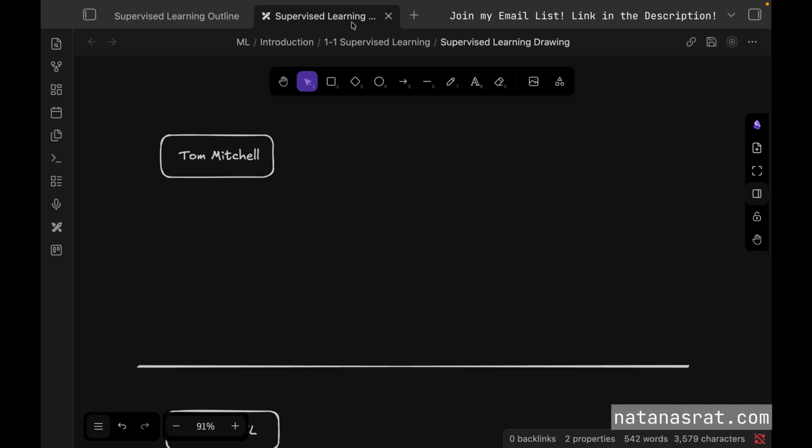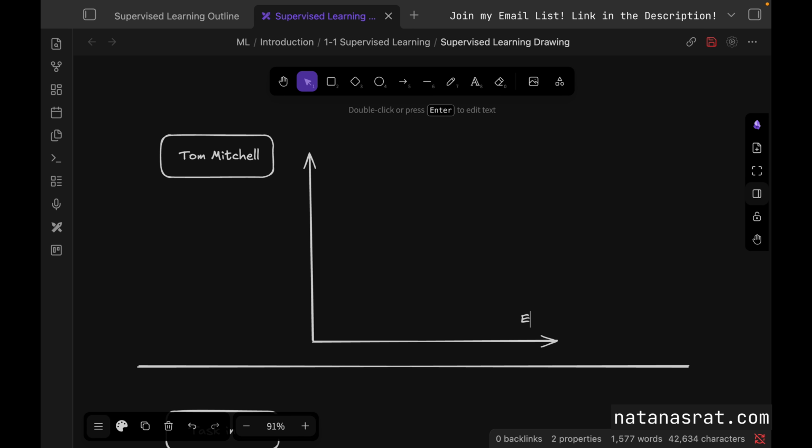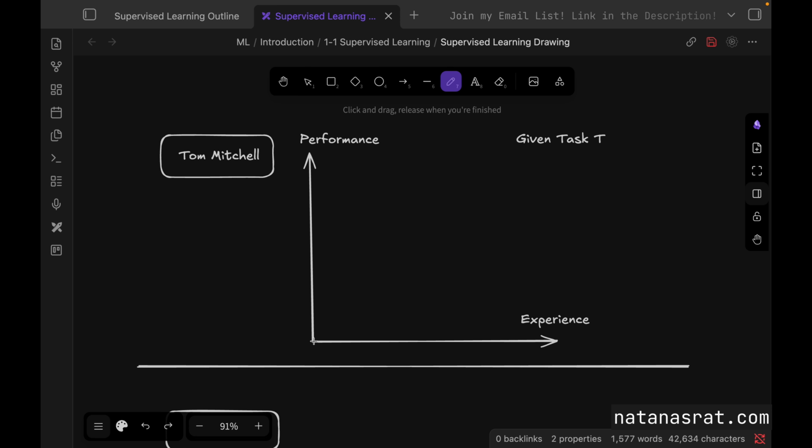So what does it mean? We will have experience here and performance. So this is for a given task. We can easily visualize what Tom Mitchell is saying by drawing such kind of graph where the performance increases by experience. So when a machine learning model gets more experience by training, its performance also gets better and better.